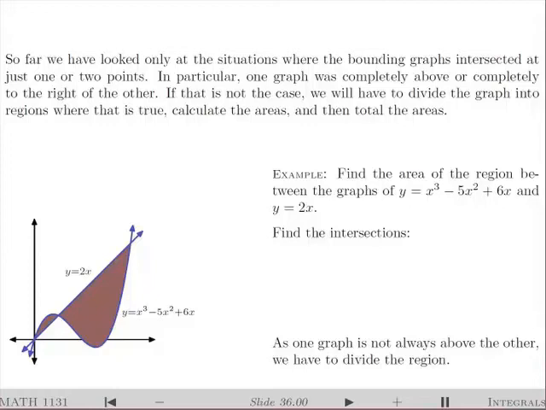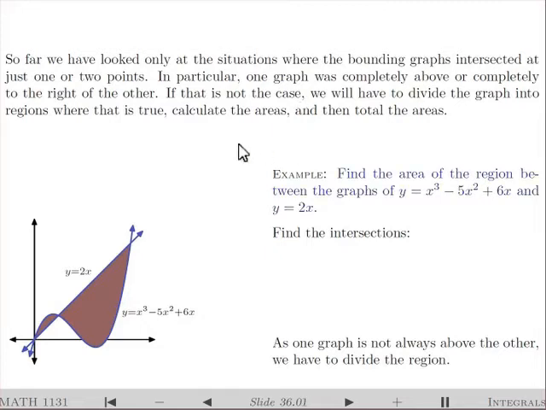Welcome. Previously, we looked at calculating areas of region bounded by graphs. At that time, we looked at situations where the graphs didn't cross each other within the region of interest. In the region, one graph always was completely above the other. What if that's not the case? So let's look at a specific situation.